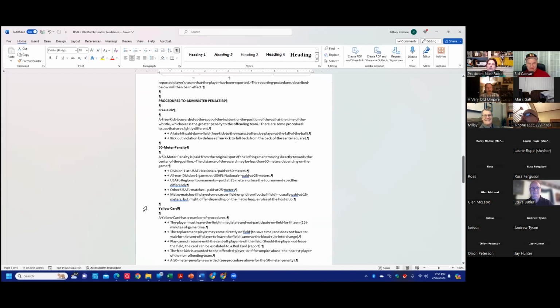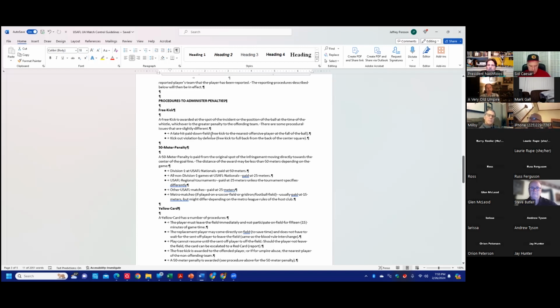All right. How do we administer these penalties? Well, what do you know? It's right here in the rules, in this document. Free kick: a free kick is awarded at the spot of the incident or the position of the ball at the time of the whistle, whichever is the greater penalty to the offending team. So let's use that example. You're 100 meters behind play and some idiot elbows his opponent in the head. Where do you administer the penalty? Where the penalty occurred, because the ball is downfield with the offending team. And then you have a free kick from there.